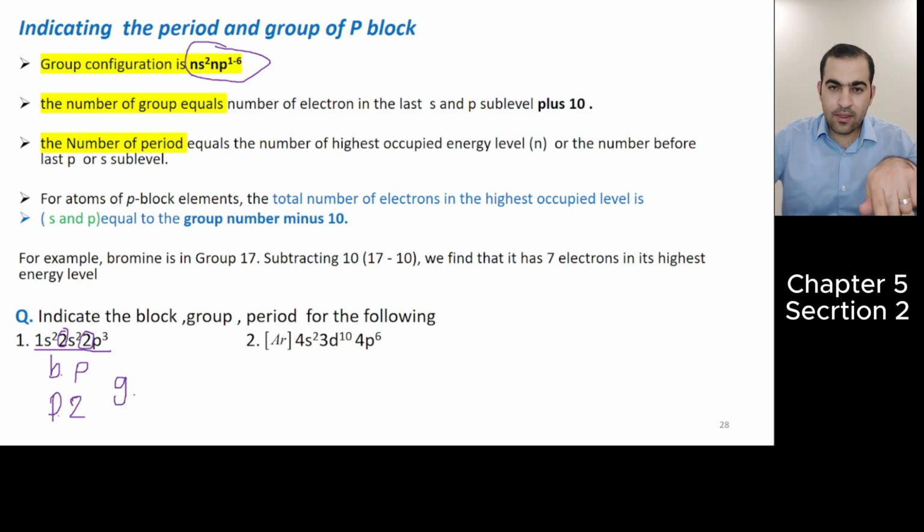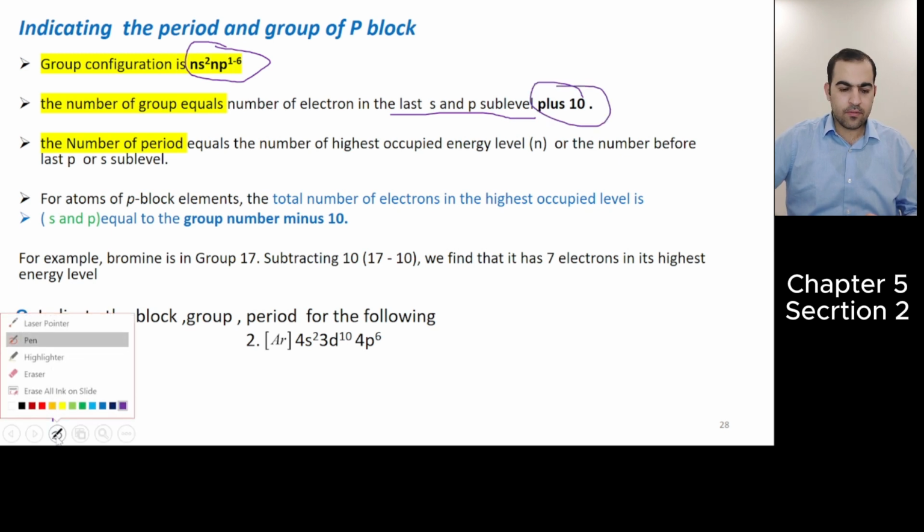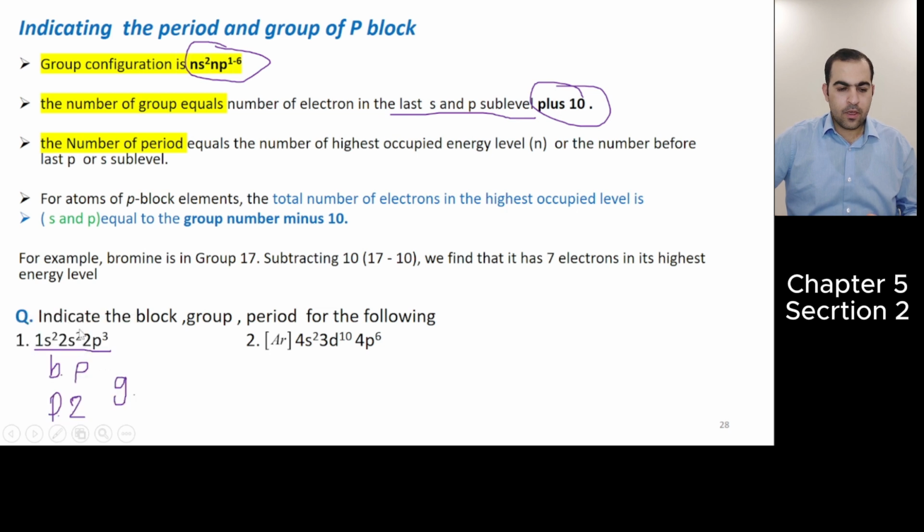For p block, we know that this element is in p block. So how do we indicate the group? Group equals the number of electrons in last s, last p plus 10. Plus 10. Look, how many electrons do we have in last s? 2. Last p? 3. 2 plus 3? 5. Plus 10 equals 15. So this element is in group 15.